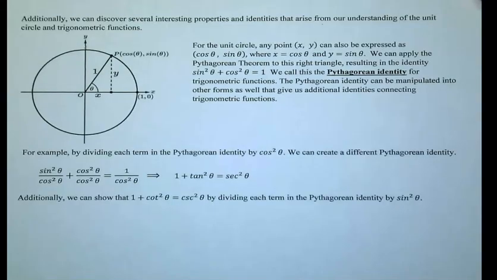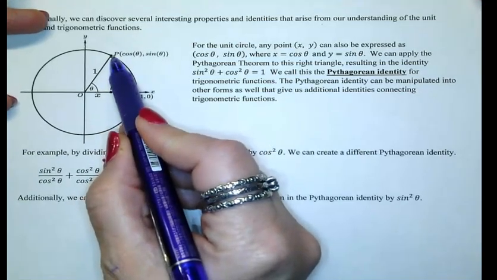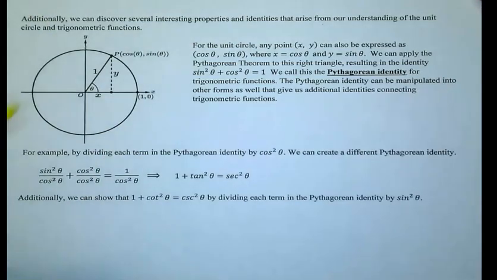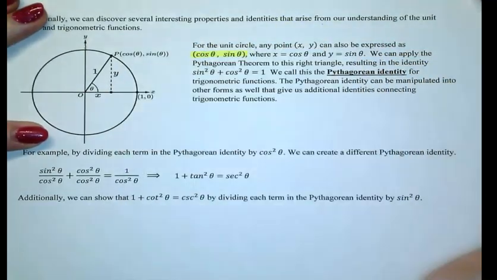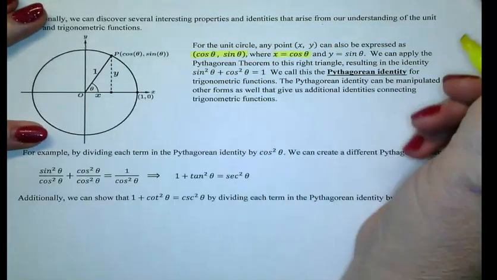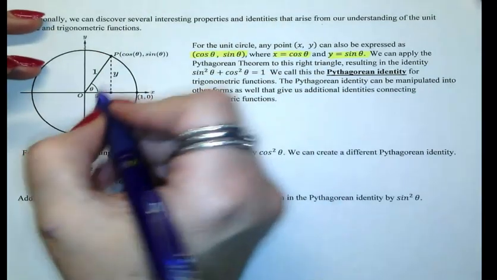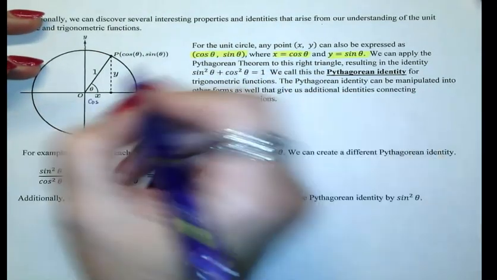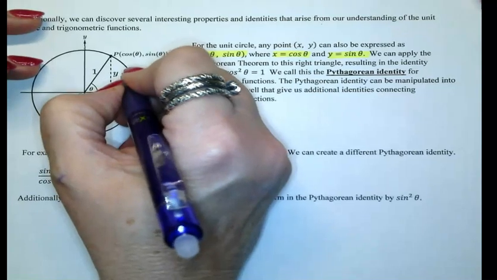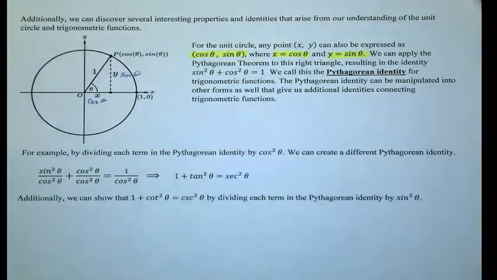Okay, so additionally, we're going to discover some of these properties and be able to derive them. The first one we're going to start with is the unit circle that has point x and y. So this is the point right here, x and y. And we know from previous studies that that's the same thing as cosine theta, sine theta, where x equals cosine theta and y equals sine theta. So if this is cosine theta and this is sine theta, that makes a right triangle.